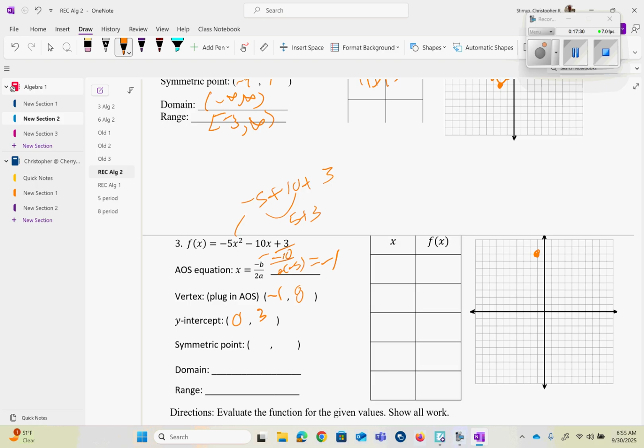So our pattern graph, if we use 1, 3, 5, we're going to multiply everything by negative 5. So I'm going to go right 1 down 5, left 1 down 5, and then go down 15. So I think you have enough here. So boom, boom. Our symmetric point is this one here. So that looks to be 2, 3. Domain negative to positive infinity. Our range is going to go from negative infinity, because bottom to top, to the vertex, which is 8.